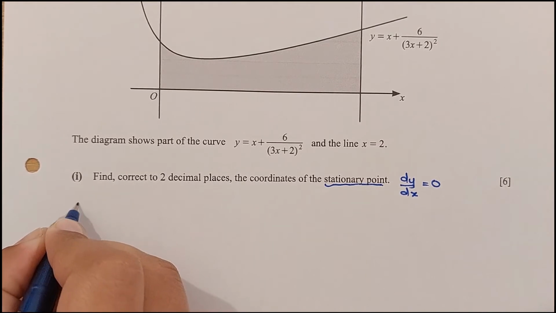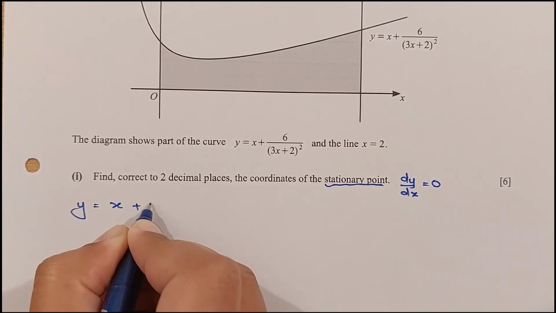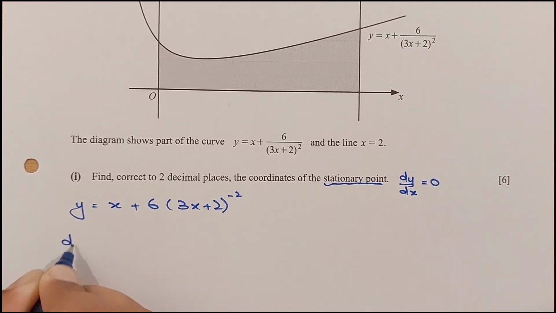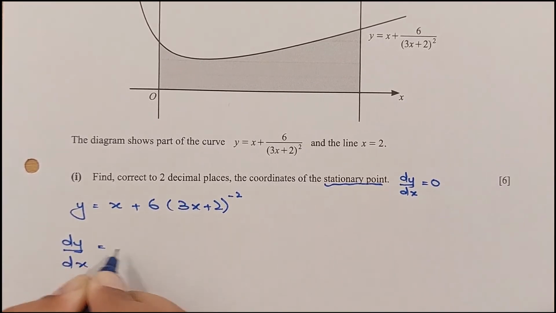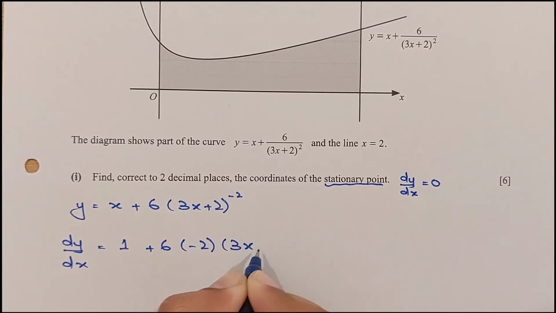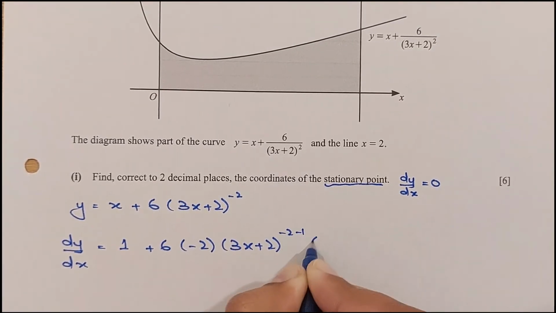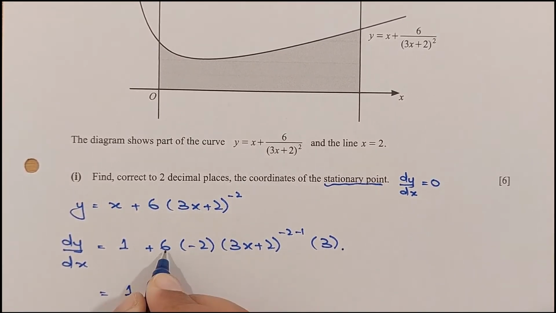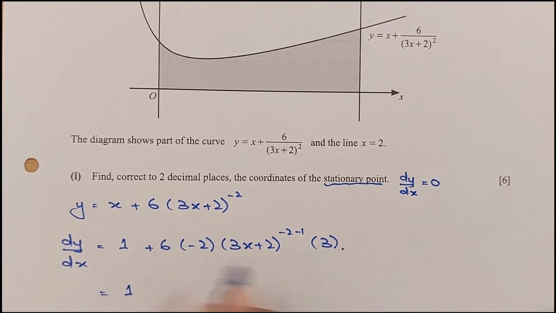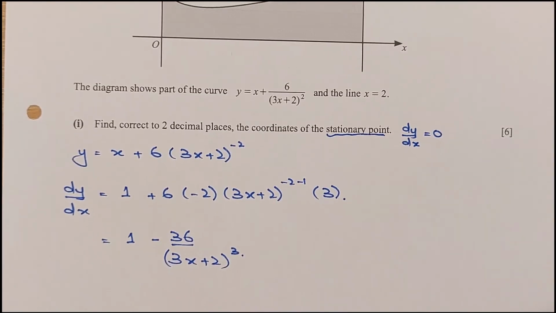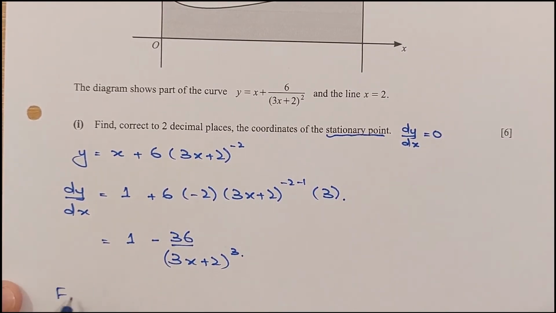So we have y equals x plus 6 into (3x plus 2) to the power of minus 2. So what is dy by dx? For x the derivative is 1, 6 is a constant, then by the power rule, power times the base function to the power minus 1, and the derivative of the base function is just 3. Simplifying further, we have 1, and 2 times 3 is 6, and 6 times 6 is 36, negative 36 over (3x plus 2) cubed. Now for stationary points we put this derivative equal to 0.